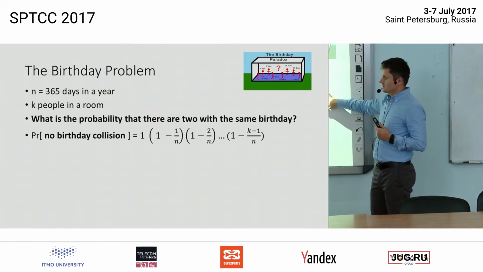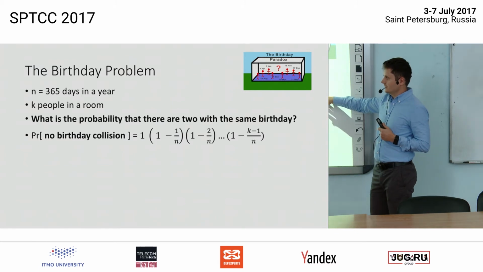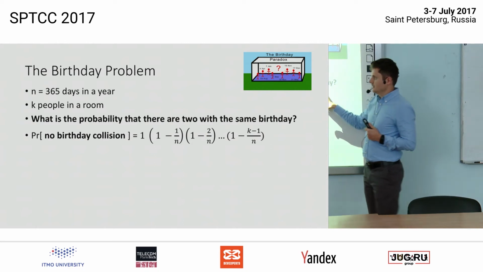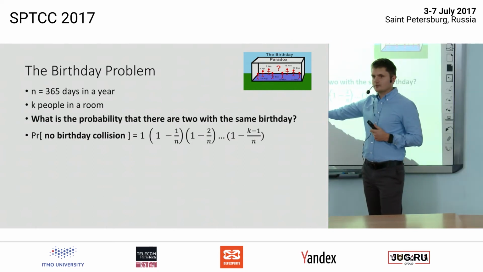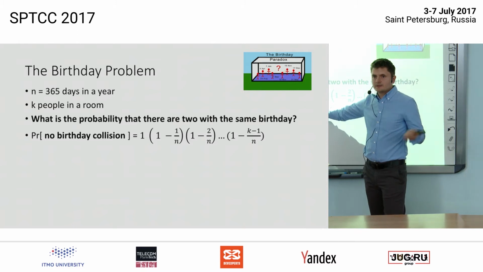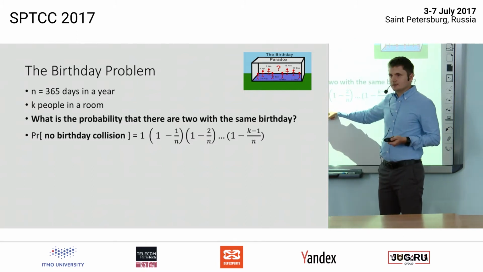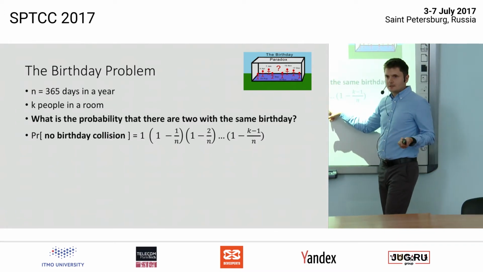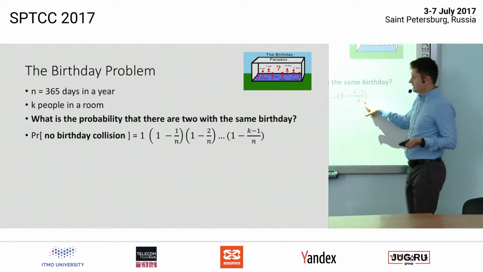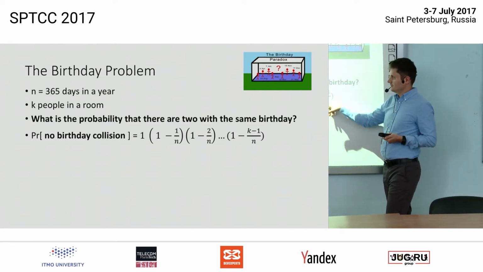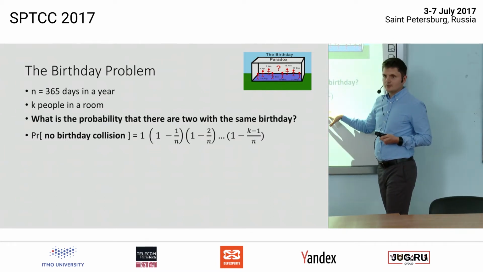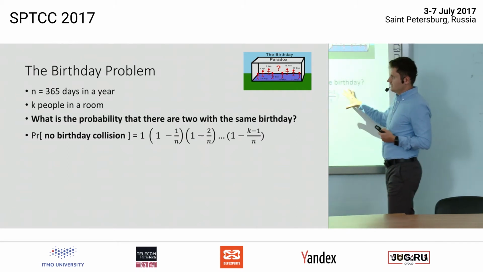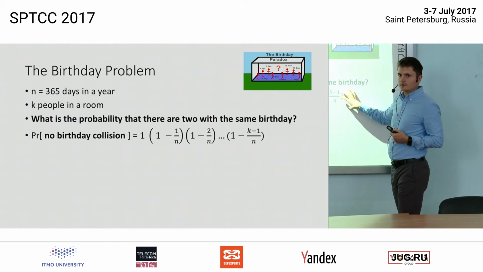But let's express the probability that up to step k, we don't have any birthday collision. Clearly the first guy in the room will not have a collision because there's no one else. The second guy can't collide with the first guy. The third guy cannot collide with the first and second. The k-th person should not collide with anyone else. So this is the probability that we don't have a collision up to step k, and this is the quantity that we want to approximate.